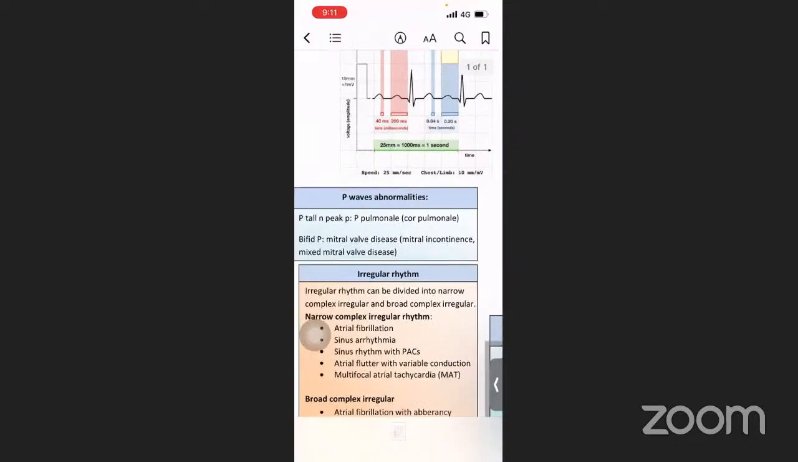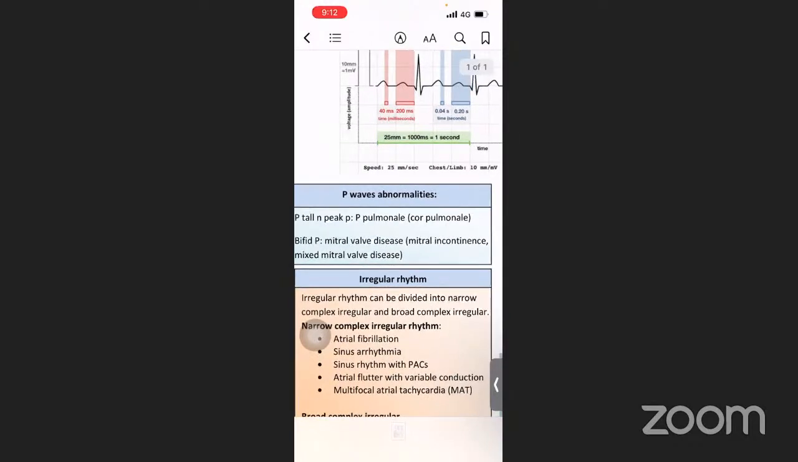P pulmonale happens when there is cor pulmonale, pulmonary hypertension due to underlying COAD or underlying right-to-left shunt. It starts with septal defects like ASD, VSD. Long-standing ASD or VSD with left-to-right shunt leads to pulmonary hypertension. Later it can go to Eisenmenger complex, the reversal of the shunt. The moment the patient develops pulmonary hypertension, you can have this tall and peaked P.